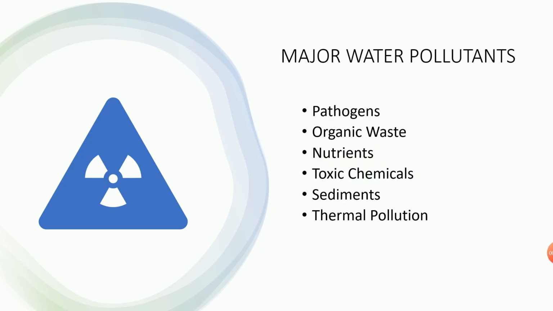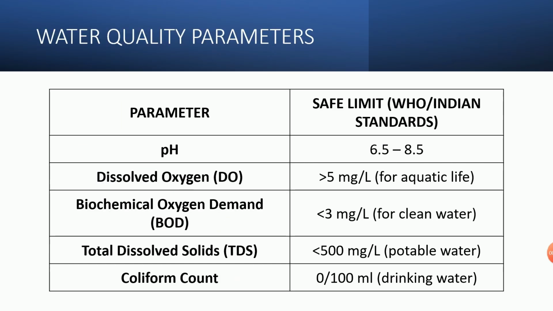Sediments come from the continuous accumulation of various things in water bodies, even mud and soil, which can be considered sediments. At some point, that sediment would change the nature or property of that particular water body. So these are the major water pollutants.